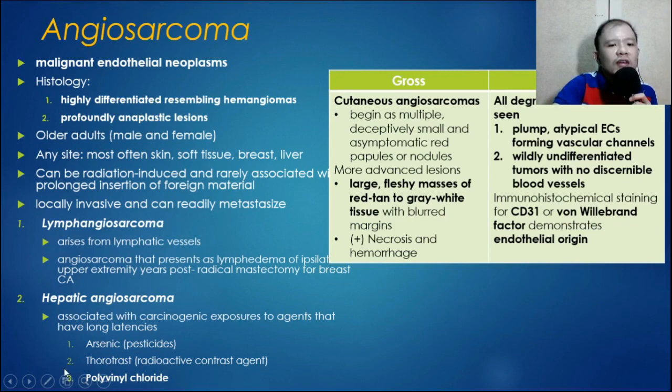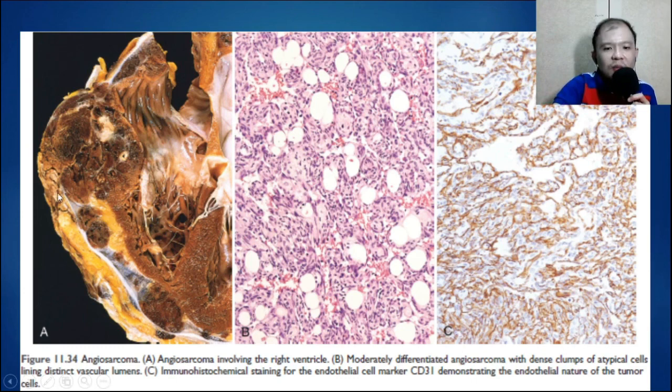So when plastics are heated or subjected to very low temperatures, they release polyvinyl chloride, or some forms or mutations of polyvinyl chloride that will cause hepatic angiosarcoma. And this is the angiosarcoma in the right ventricle. Take note, one feature also is staining with CD31. So that is the vascular tumors summary.